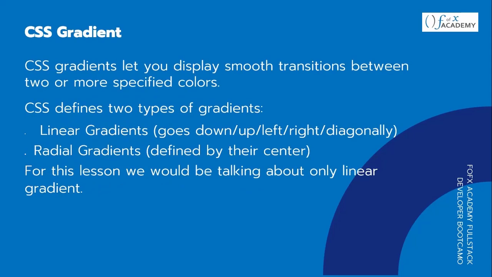CSS gradient lets you display smooth transitions between two or more specified colors. CSS defines two types of gradient: linear gradient and radial gradient. The linear gradient goes down, up, left, right, or diagonally. But for the sake of this lesson, we'll be talking about only linear gradient.